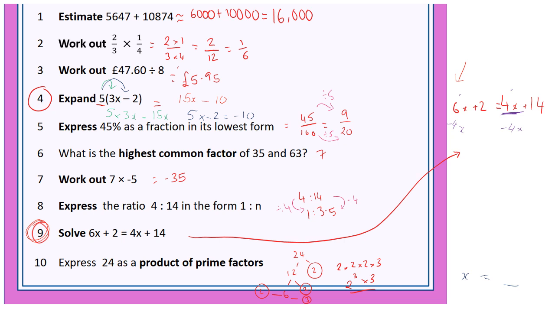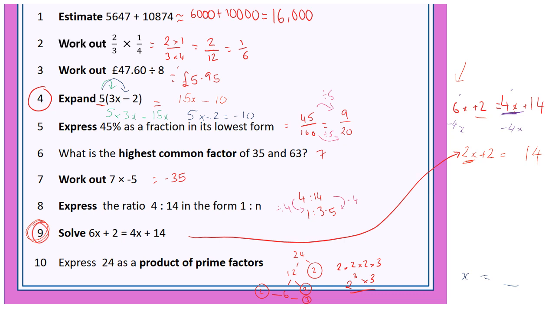Well, 6x take away 4x gives me 2x. This plus 2 hasn't changed, that's got to stay. On the other side of the equals, we've got 4x take away 4x, well that's 0x, or just leave it blank, and I've still got the 14 there. Great, so I've now only got one lot of x's.